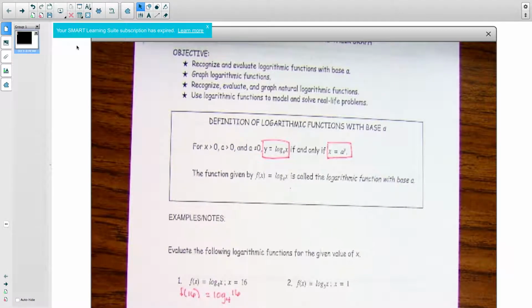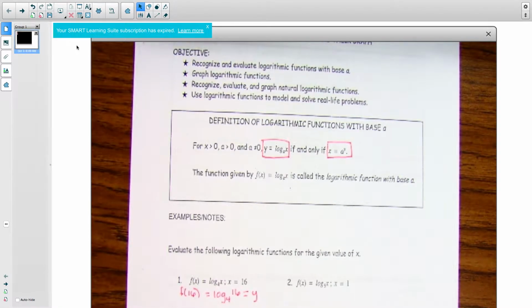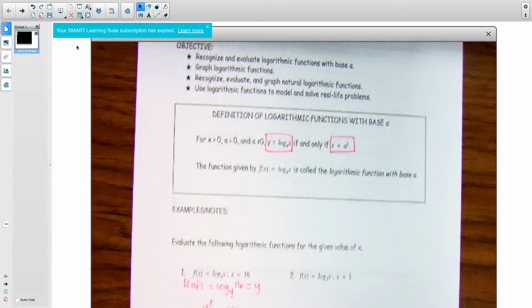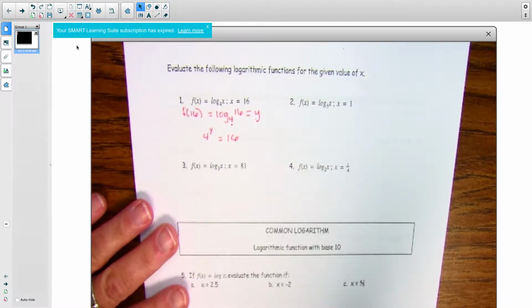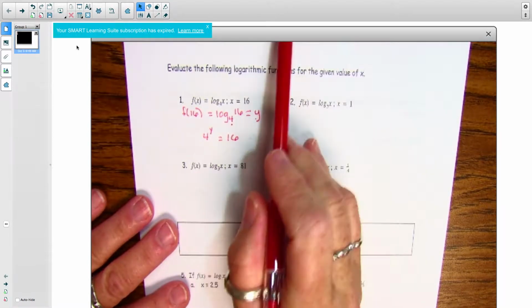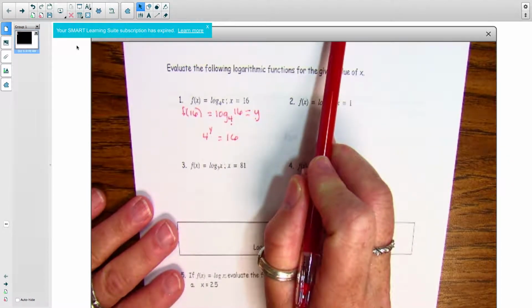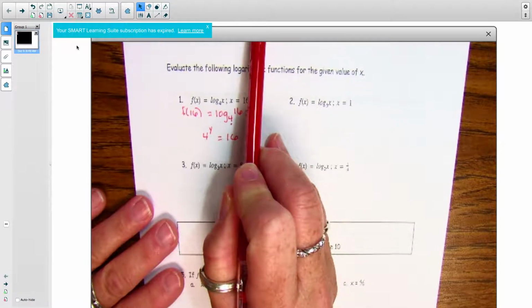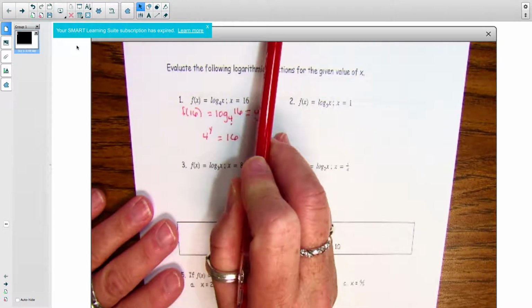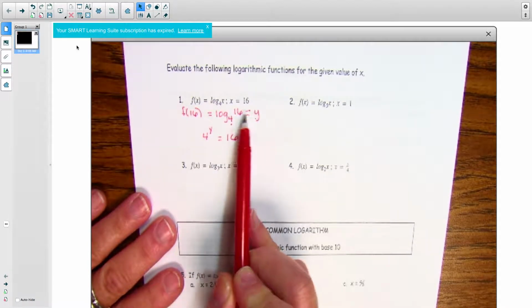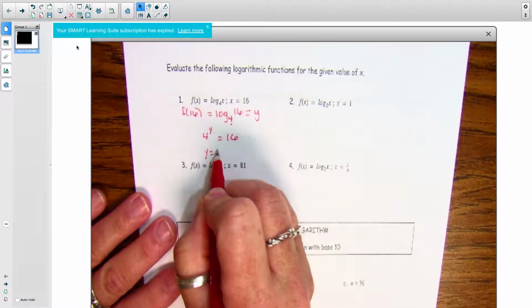And what we can do is we're looking for the y value, right? We can apply this definition. 4 raised to what power equals 16? I remember the definition by it's the base, this is also called the base, raised to this power equals this. I just have this little pattern that I do. That's how I remember the definition. So 4 raised to what power gives you 16? Well, 4 squared is 16.